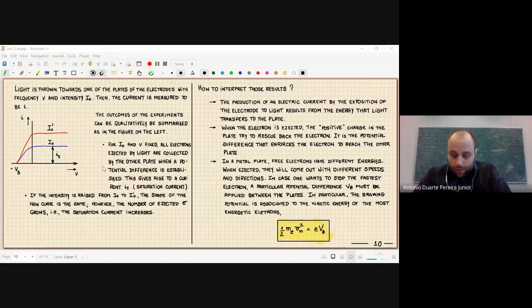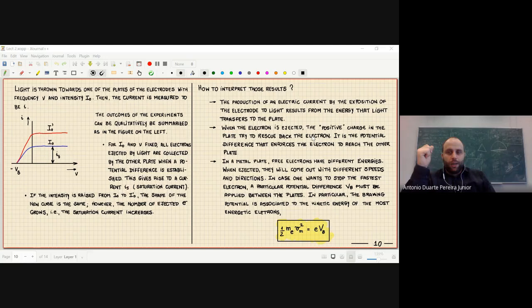Now let's try to define mathematically what we mean by VB. So VB, as I said, is the value of the potential difference that stops the electrons from going from one plate to the other. But let's think about it.